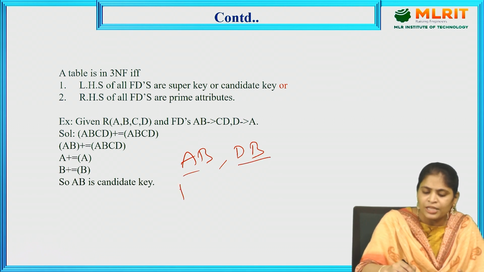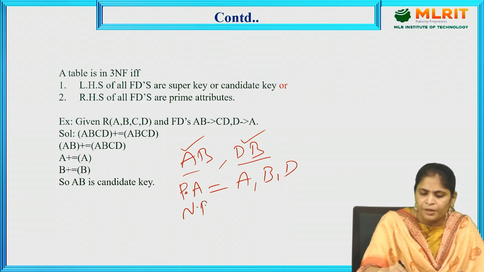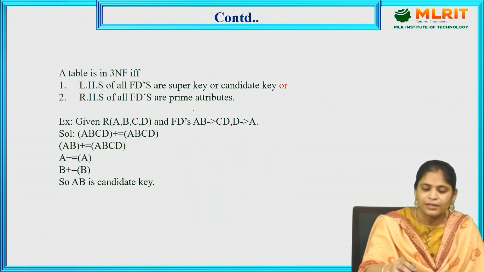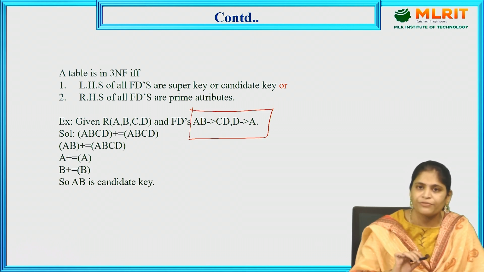So, what are the prime attributes now? What are the prime attributes here? Whatever the attributes that are there in the candidate key. So, here A, B, D are prime attributes. What is the non-prime attribute here? Non-prime attribute is nothing but C. Okay. See here, the given condition AB tends to CD and D tends to A. These are the two FDs given.